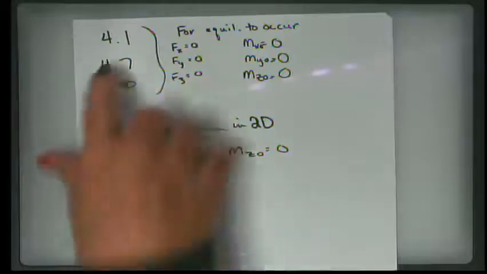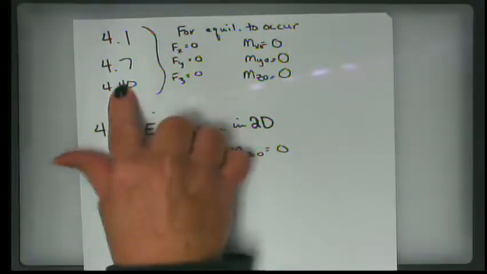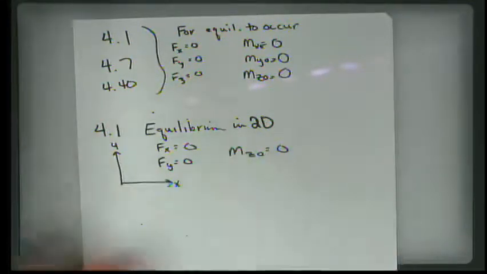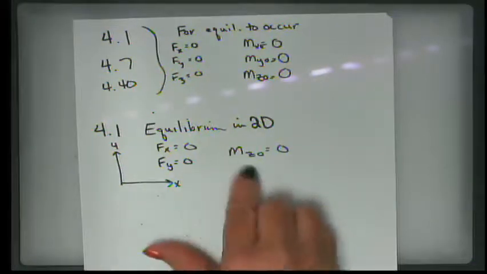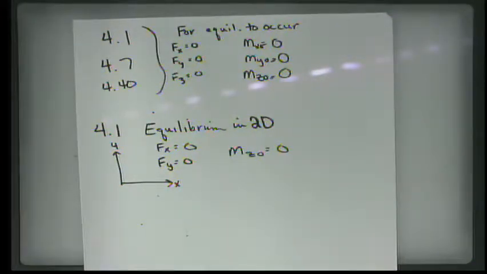So what we're going to do when we look at these 3 problems, 4.1, 4.7, and 4.40, is to set up a good free body diagram, determine what the forces are acting on that body, and then set up these 3 equations required for equilibrium and use them to solve for our unknowns. So the first thing I will do is get the problems from our textbook.